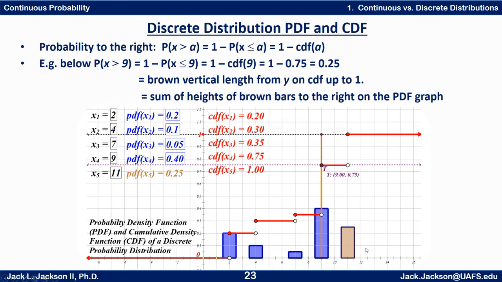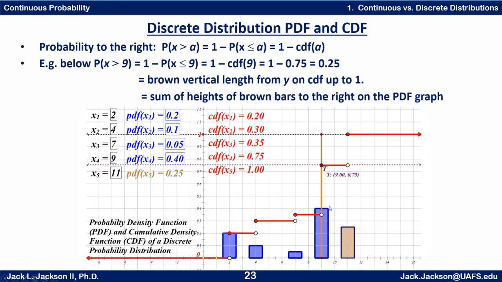If you want to find the probability to the right, something strictly bigger than, let's say bigger than 9, well, that's going to be the height of this brown bar here, which is 0.25. And if you do the CDF right below that, up to 9, we get 0.75 here. Well, what we want is 1 minus that, which instead of being this orange distance is the distance from 1 down to this CDF. So it's the distance here.